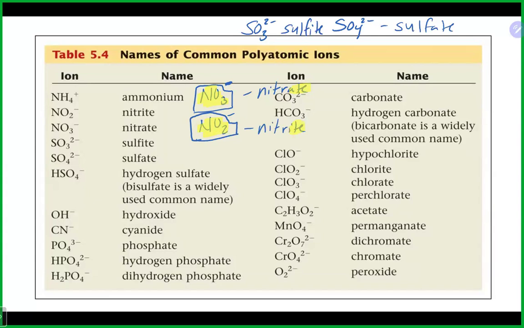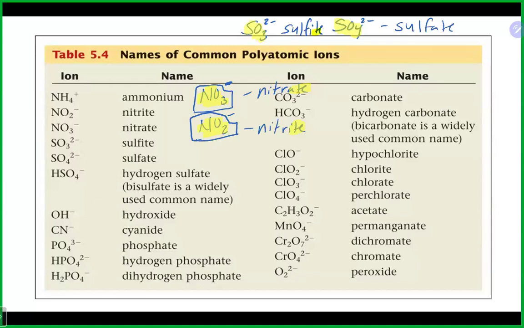That also works up here for our sulfate and sulfite. This is one sulfur with 3 oxygens and a -2 charge. That is 1 sulfur with 4 oxygens and a -2 charge. And once again, the only difference here is 1 oxygen. Everything else is exactly the same, the charge and the main atom as well.